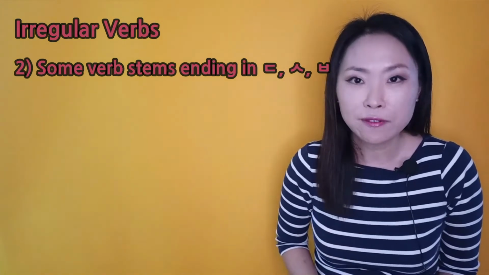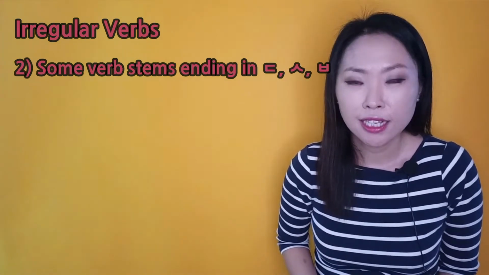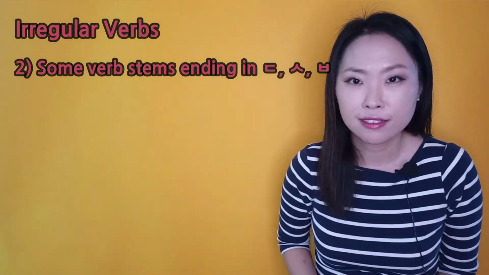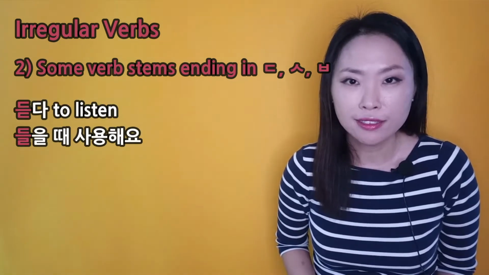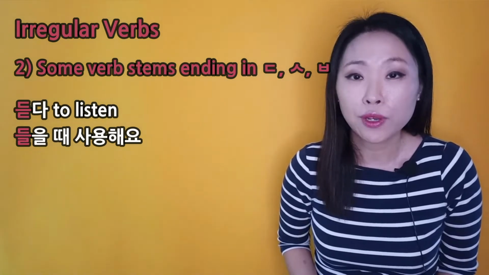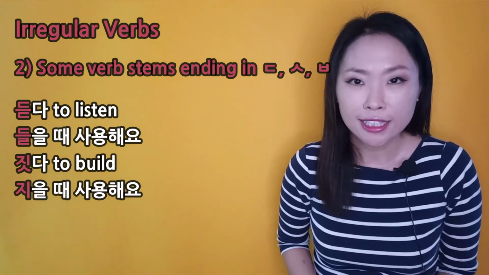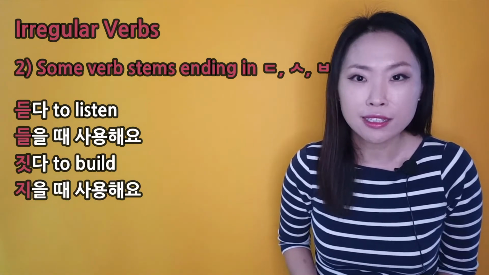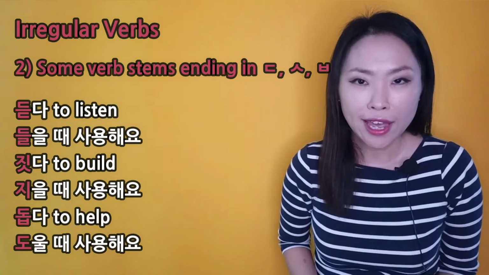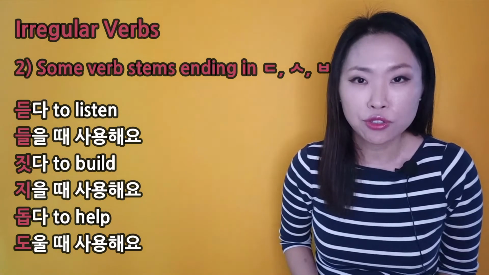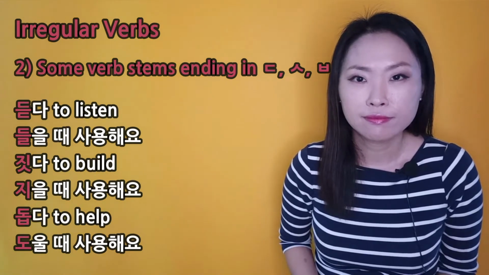Second, some verb stems ending in 디귿, 시옷, or 비읍 are conjugated like this. 듣다, to listen, 들을 때 사용해요, which means it's used when you listen. 짓다, to build, 지을 때 사용해요, which means it's used when you build. 돕다, to help, 도울 때 사용해요, which means it's used when you help.